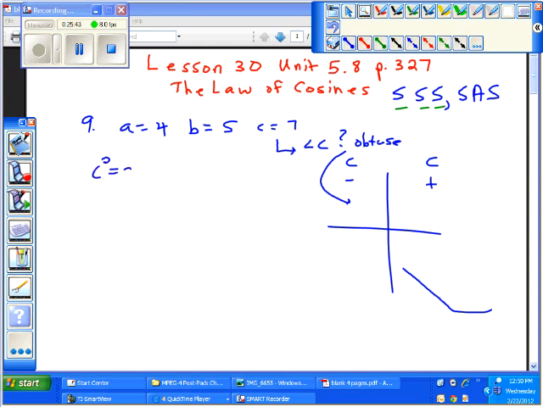So we're going to do the C-squared version. C squared equals A squared plus B squared minus 2AB cosine C. We want to find the largest angle first when we're using cosine. When you're using sine, you want to find the smallest angle first. Okay? So we're going to have C, which is 7 squared, equal to A, which is 4 squared, plus B, which is 5 squared, minus 2 times A, which is 4, times B, which is 5, times cosine C.